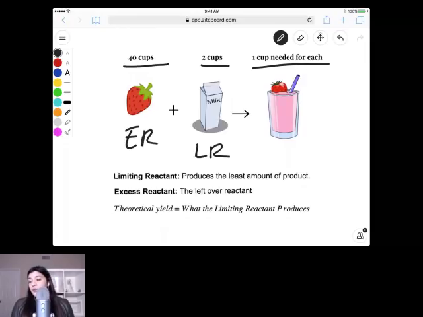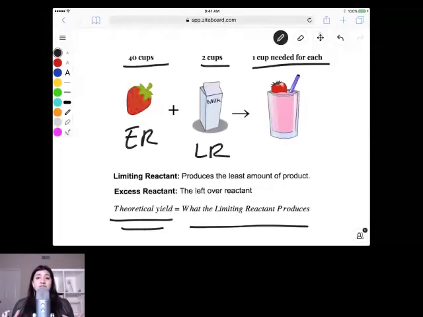Okay, so another key term to know is our theoretical yield. Your theoretical yield is however much of your product the limiting reactant produces. So meaning our milk, we said, was our limiting reactant, so that only produced 2 smoothies. The 2 smoothies is then our theoretical yield. So once again, theoretical yield, this is really, really important to know, is whatever our limiting reactant produces. Okay, now that we got the main concept down, let's relate it back to chemistry.